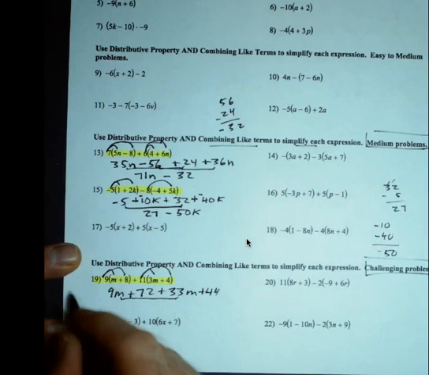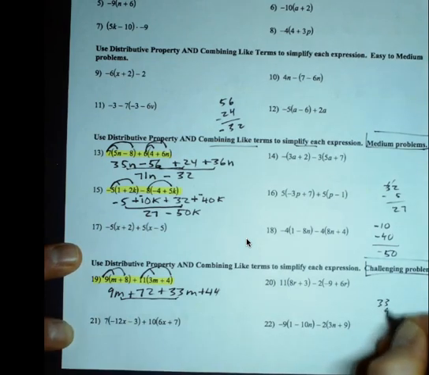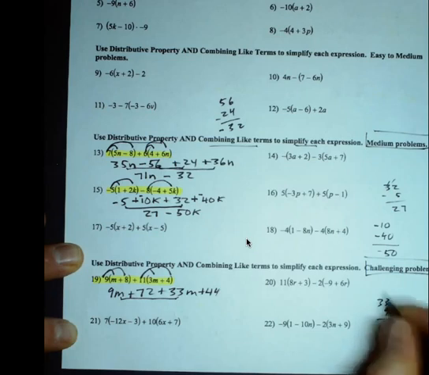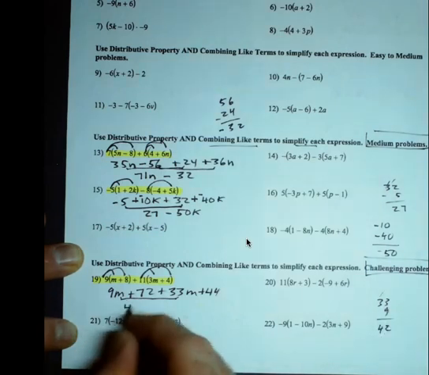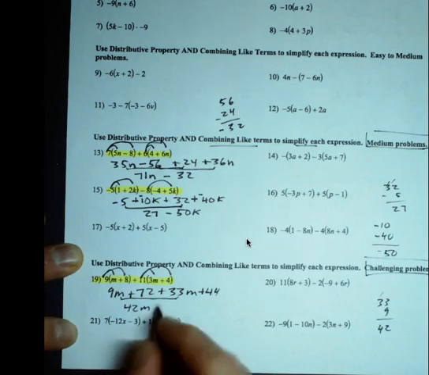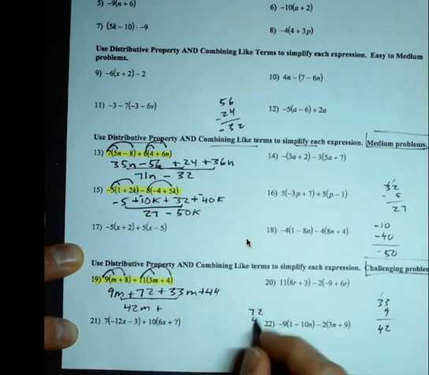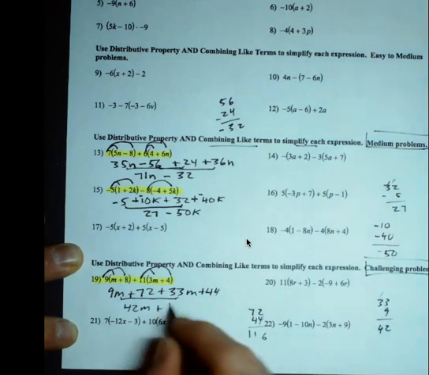So I can go on over here and go 33 plus 9 gives me 42. So I've got 42m, and I'm going to add to it some other stuff. I got 72, and I've got a 44. If I add those up, I've got 116.